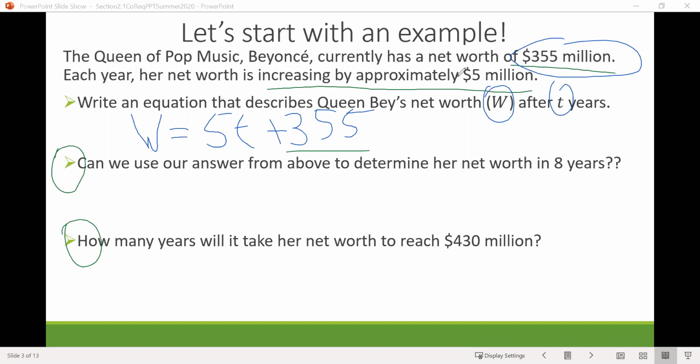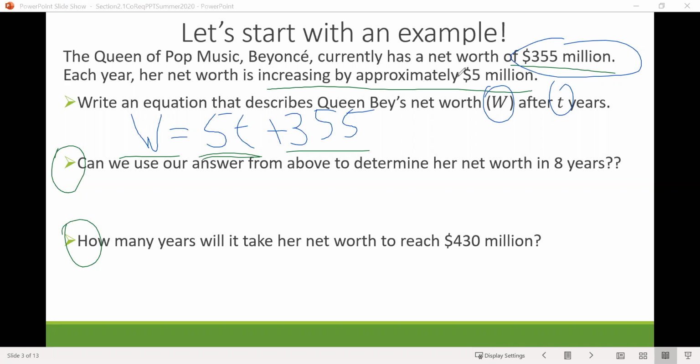And then because she earns $5 million per year, here I have a 5 times the number of years, because for each year that passes, she would earn an additional $5 million. So if we multiply those numbers, number of years times 5 million, added to 355, that'll give us her total worth. Okay?